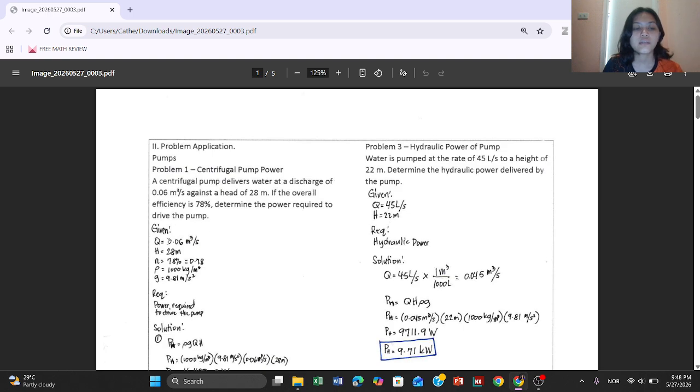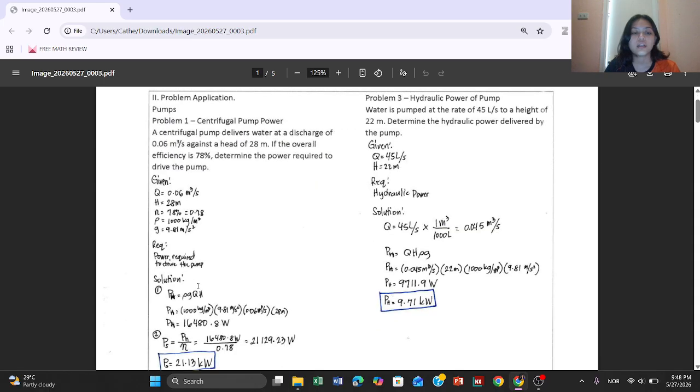So the given in the problem is we have the discharge of 0.06 cubic meter per second, the head of 28 meters, the overall efficiency of 78%, and we have the value of density and gravity, which for density is 1000 kilogram per cubic meter, and for gravity is 9.81 meter per second squared. The required of this problem is the power required to drive the pump, or the shaft power.